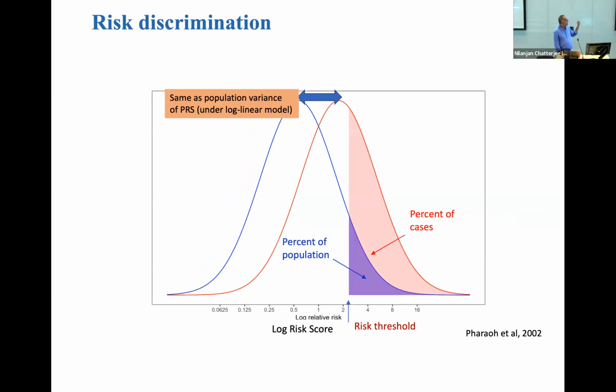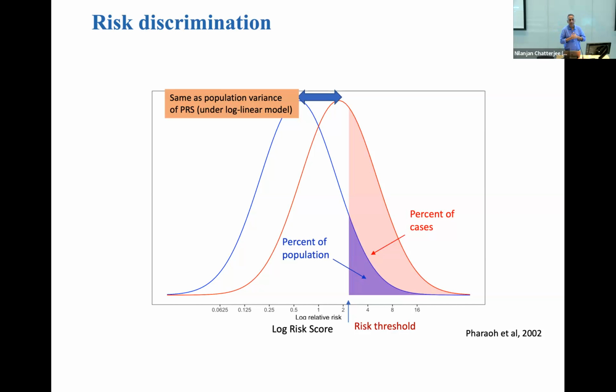So if you now look at the distribution of the polygenic risk score in a sample of cases, what you will see is that the distribution will be shifted more rightward, because of course cases will have a higher value of the score, if the genetic score is well calibrated. Here I'm thinking about modeling risk on the log risk scale.